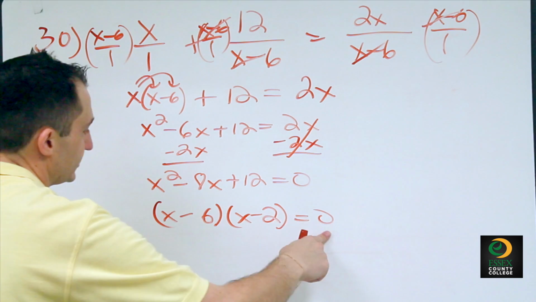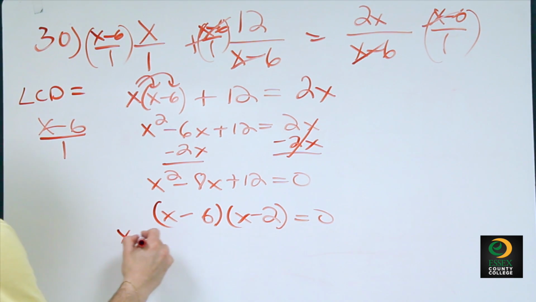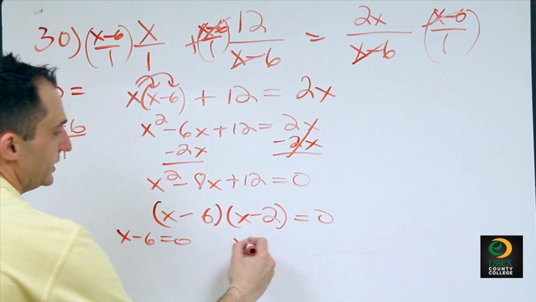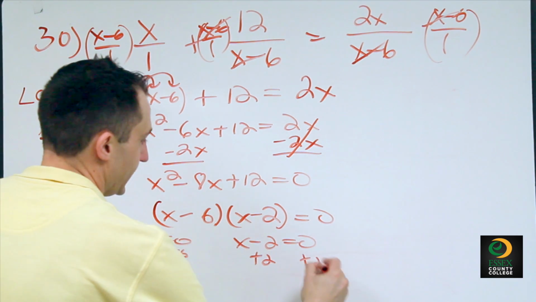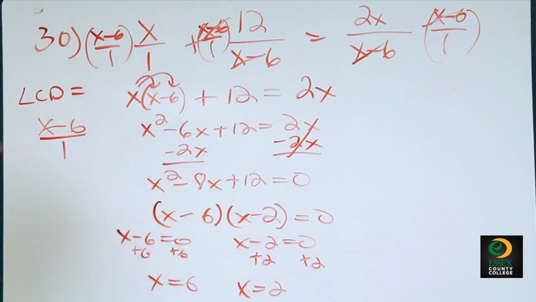Now we're going to take each of these terms and set them equal to 0. So x minus 6 equals 0, and x minus 2 equals 0. We're going to add 6 to both sides, so then x is equal to 6. And we're going to add 2 to both sides, so then x is equal to 2.